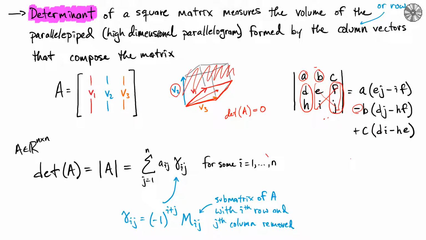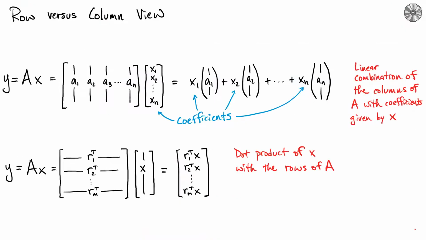And then when you move to C, this sign would flip again, and this would be positive here. And you would find the determinant of this submatrix, DI minus HE. And that generalizes to higher order matrices.